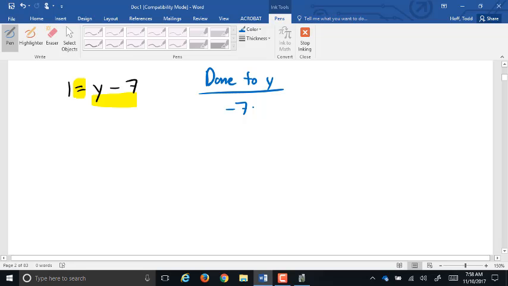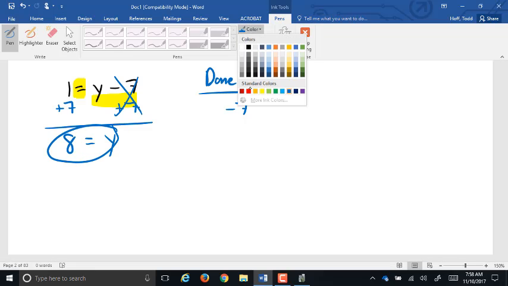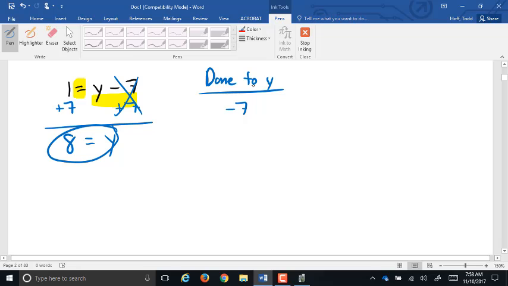How do I take it apart? I'm going to add 7. That removes that piece, leaves me with y. But again, if we're thinking of that balanced scale, this scale is going to tip unless I add 7. I would do the exact same thing to the other side. So 11 plus 7 is 18. So y equals 18. What if we're not sure?